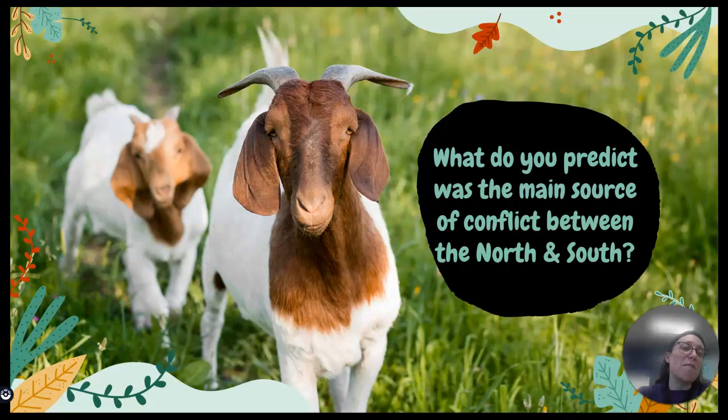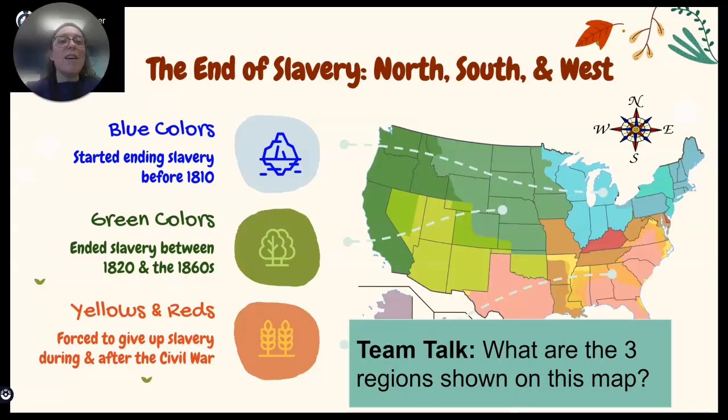So based on our vocabulary words, what do you predict was the main source of conflict between the North and the South? So we have free state, slave state, and annex, which means to add. You'll find out as we go on. Let's take a look at a map that talks about the end of slavery. This becomes an important topic in our Manifest Destiny unit, as you may have guessed.